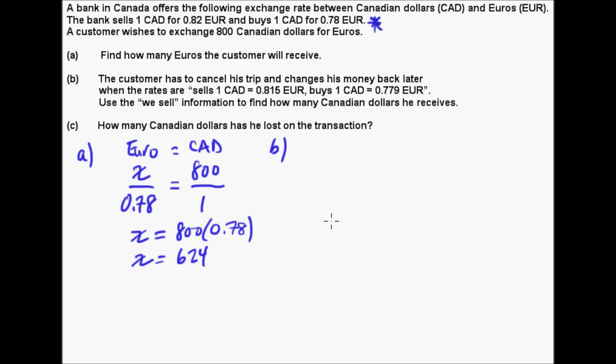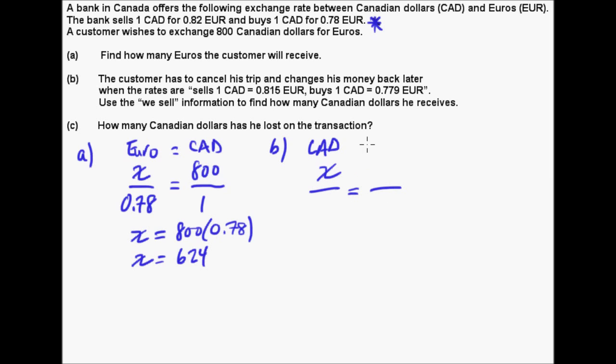It says the customer has to cancel his trip and changes his money back later when the rates are: the bank sells 1 Canadian dollar for 0.815 euros and buys 1 Canadian dollar for 0.779 euros. Usually these rates are really long; I just rounded them so it's a little easier. At a money exchange place, they're probably 10 decimal places long. We use the sell information to find how many Canadian dollars he receives. He's just changing his money back because his trip got canceled, so we're going to find how many Canadian dollars this time.